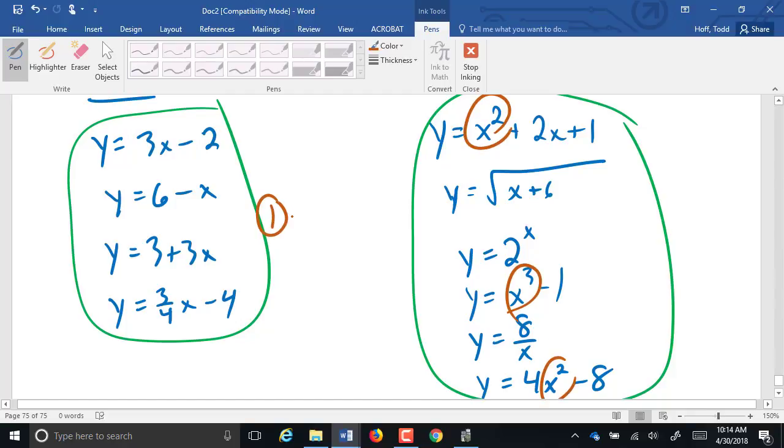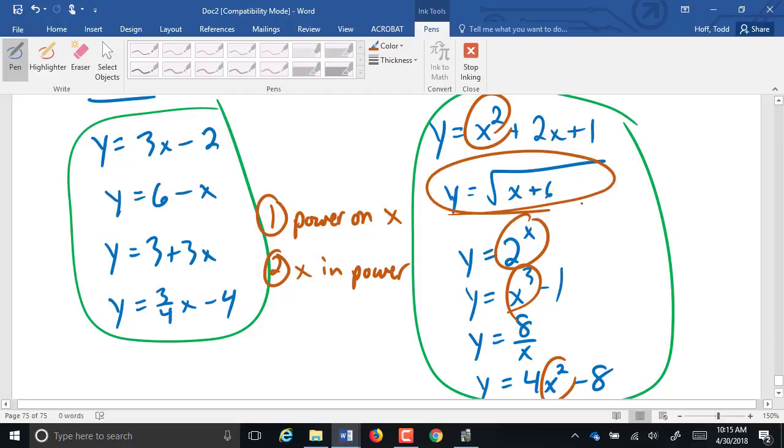Exponents. In fact, two different types of exponents. One is a power on the variable, on x in this case. The other one would be this one here, x being in the power. This is actually a power on x. Square root we thought of as a power of 1/2. So that's actually a power on x.